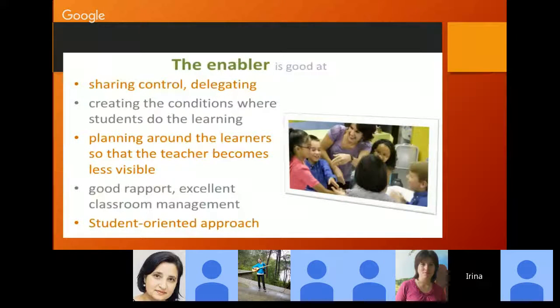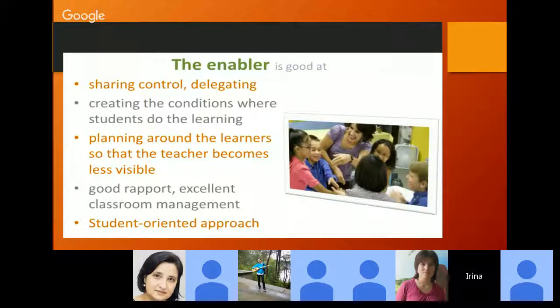The enabler is good at sharing, control, and delegating. So if the first type was doing the speaking all the time, controlling the class, being the boss, the enabler knows how to share responsibilities and delegate the tasks. For example, every time you start the lesson, there is a student who is responsible to collect the homework, and you do not need to repeat it every time. The student knows that the textbooks, the copybooks should be collected and placed on teacher's desk every lesson. So he does this task.